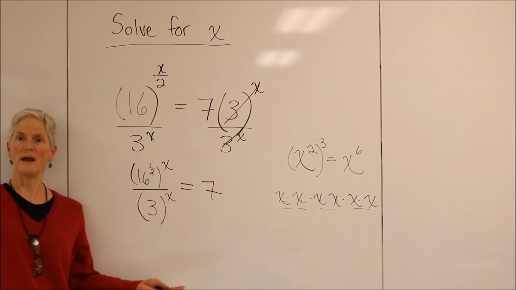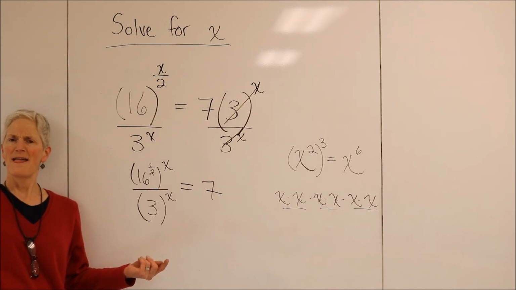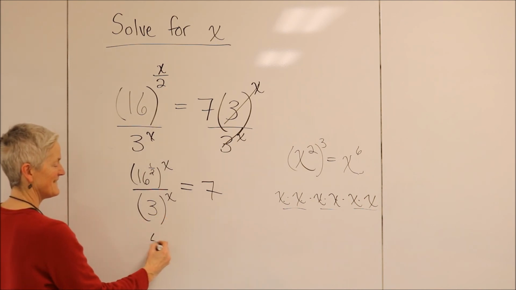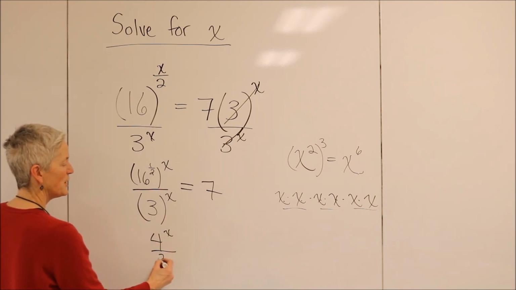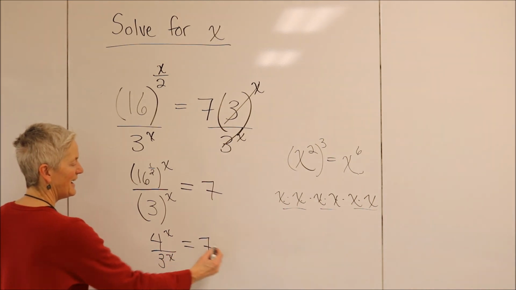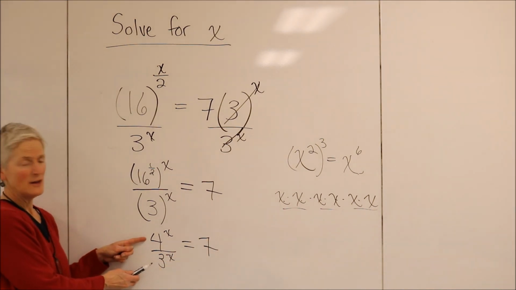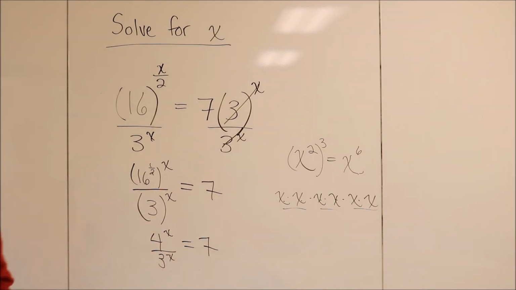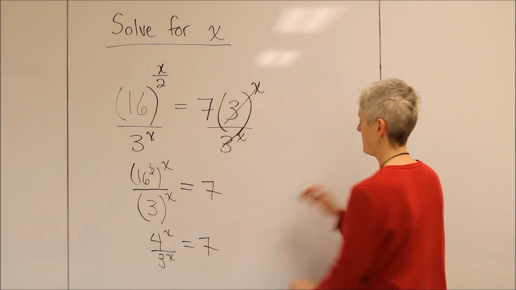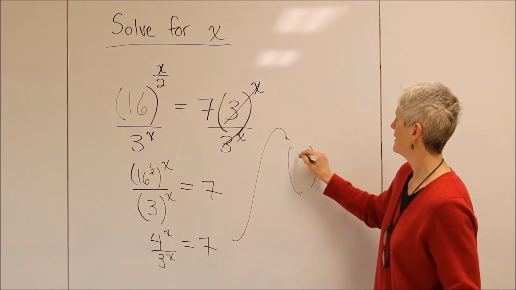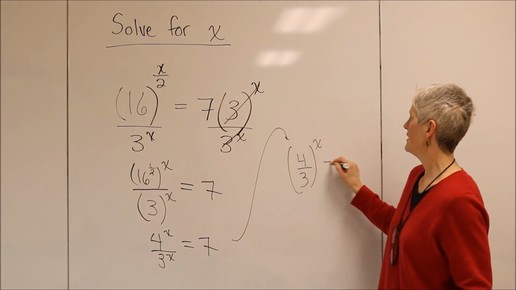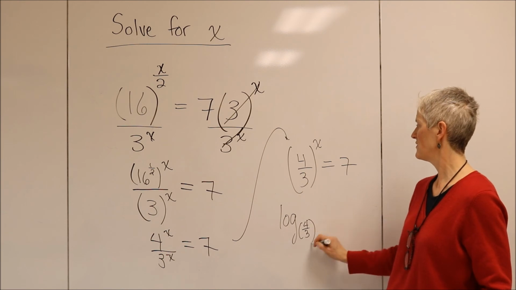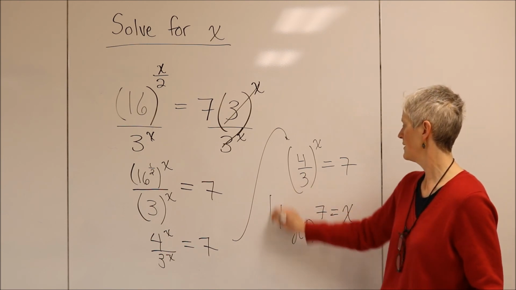Okay, so I'm feeling hopeful about this. What is 16 to the 1/2? I believe, if I remember right, that when something's raised to 1/2, it's actually a square root. So I'm going to say that is 4 to the x divided by 3 to the x. Beautiful. Hey, do you see what I see? Loud and clear. I see the same exponent. So I think we can rewrite this just like the first problem we did. 4/3 to the x equals 7. And one more step. Log base 4/3 of 7 equals x.